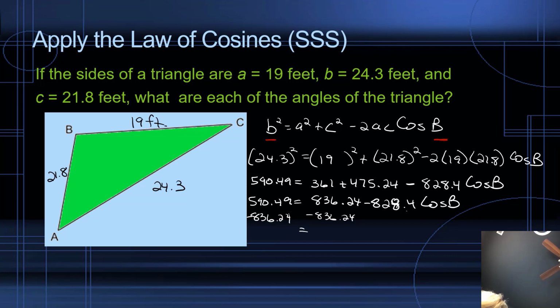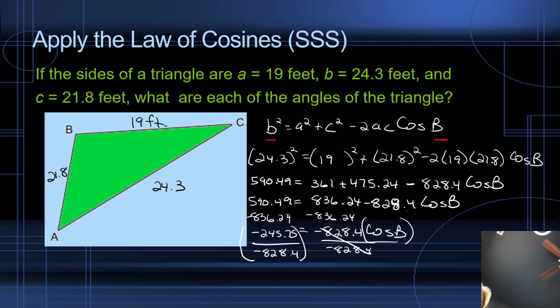And that will leave me with a negative 245.75 equals a negative 828.4 cosine B. Now, I'm going to divide by, obviously, negative 828.4, so that cancels that. Now, that means all of this equals the cosine of B.